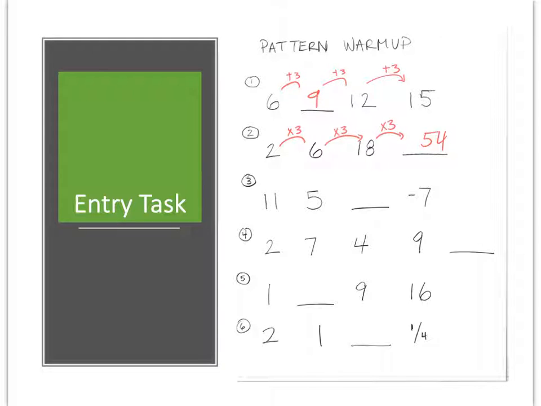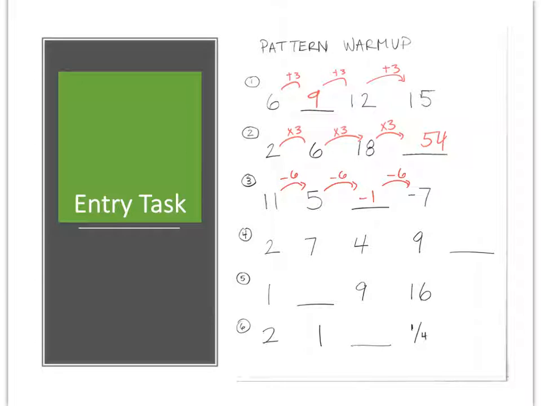All right, 11, 5, blank, negative 7. It looks like I'm subtracting 6 maybe. Minus 6. 11 minus 6 is 5. 5 minus 6 is negative 1. Negative 1. Oh, yep, that seems to work.